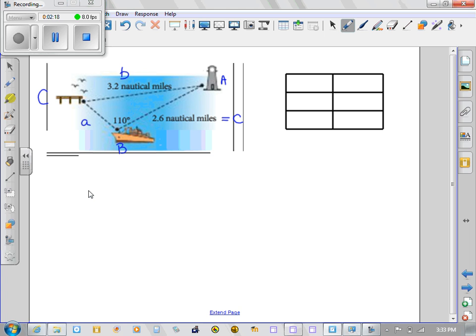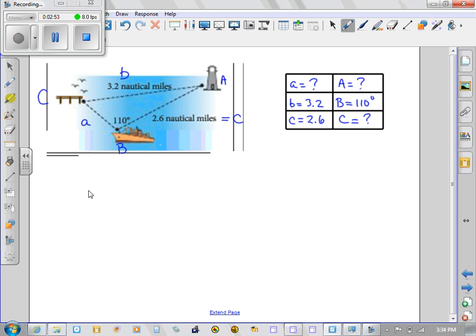So we have, let's see, side A we do not know, but we're after it. Angle A, we're not sure of it either. We do have side B, it's 3.2. We also have angle B, it's 110 degrees. And lastly, side C is given as 2.6 miles, and angle C, well, we don't know.